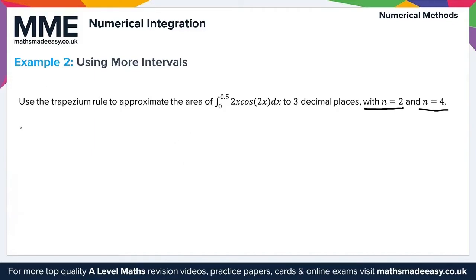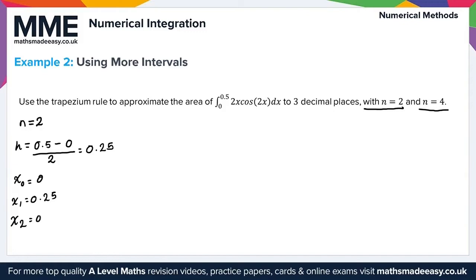Let's start with n equals 2. The first thing we want to do is calculate h. h is equal to the upper limit, 0.5, minus the lower limit of 0, divided by n, which is 2 in this case. That gives us 0.5 divided by 2, which is 0.25. Therefore x0 is equal to 0, x1 is equal to 0.25, and x2 is equal to 0.5.